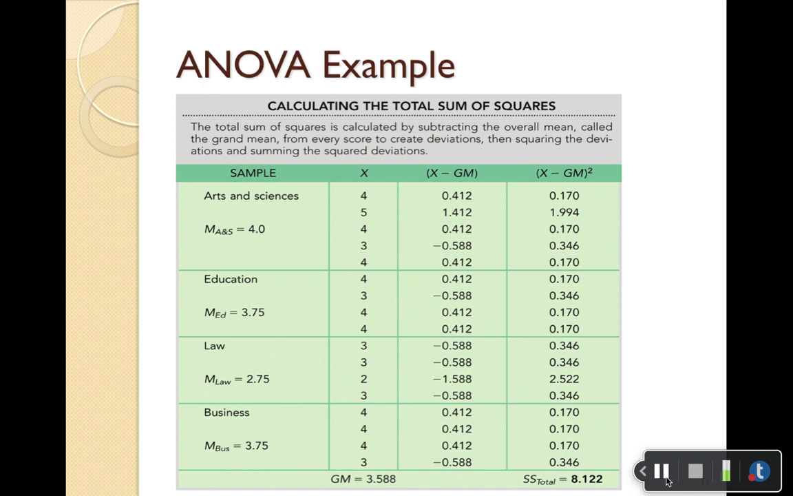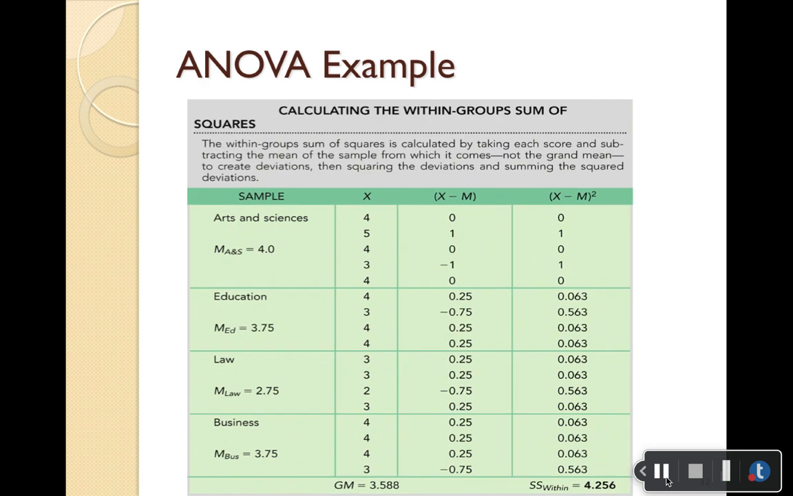All we're doing here is we're calculating the total sum of squares by subtracting the grand mean, that 3.588, from every single score. So you can see in that column we have x minus the grand mean, we have our deviation, we square the deviation and then sum it all up. And that gives us our sums of squares total. It gives us 8.122. So again, we just subtracted that overall grand mean from every single individual person, not taking into account what group they're a member of.